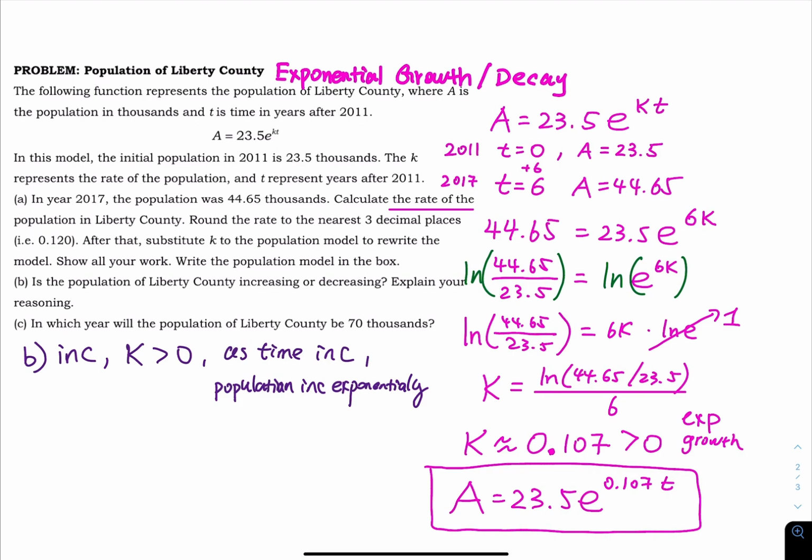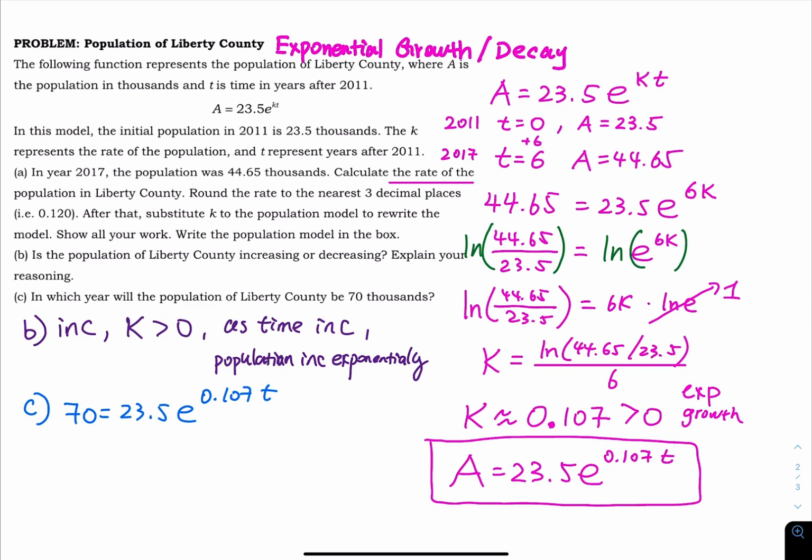In part C, in which year will the population of Liberty County be 70,000? You don't have to add 3 zeros at the end because every single one of these numbers is in thousands. Let's solve for that with a different color. In part C, we don't know t. So 70 equals 23.5 e to the 0.107 t. We are solving for t. As always, I divide the initial population on both sides.